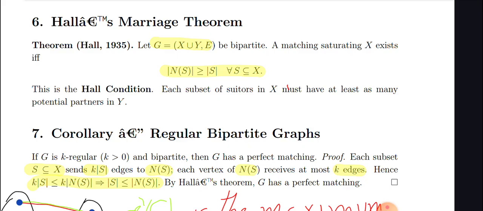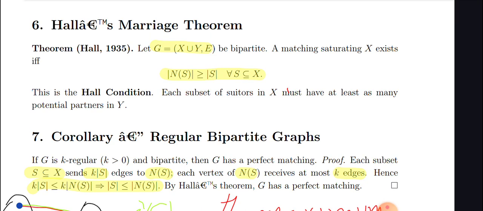The necessity of this seems pretty intuitive. If you have, say, 5 people in a group, S, and collectively they only have 4 potential partners in their neighborhood, you're obviously not going to be able to match all 5 of them. Of course, that's a bottleneck.